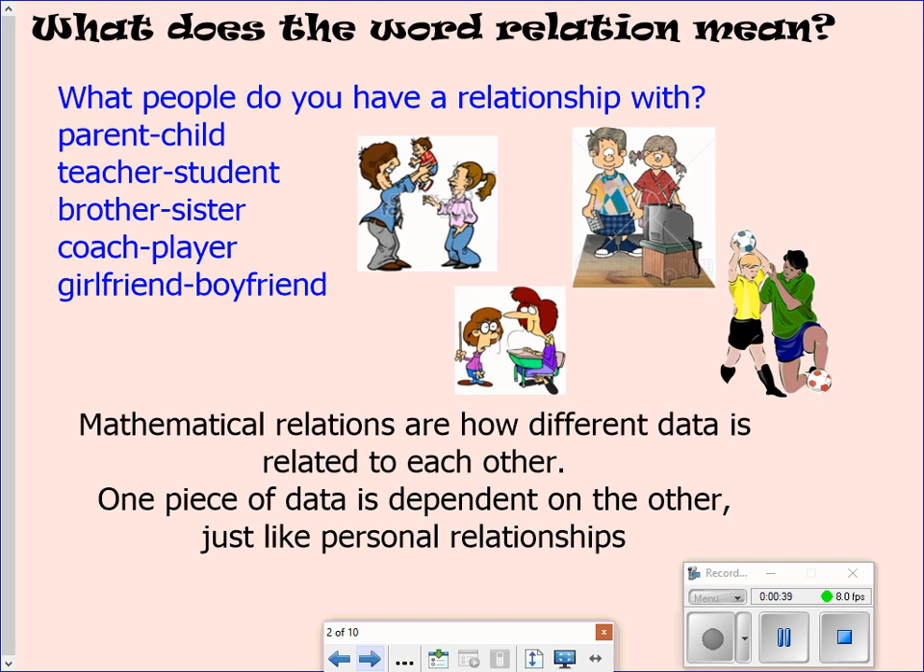They describe how different sets of data are related to each other. One piece of data is typically dependent on another, just like personal relationships, how a child is dependent on a parent or a student is dependent on a teacher. Mathematical relations are no different than this.